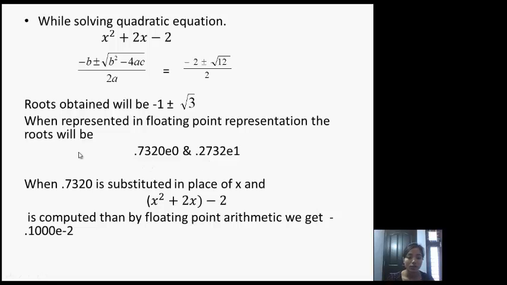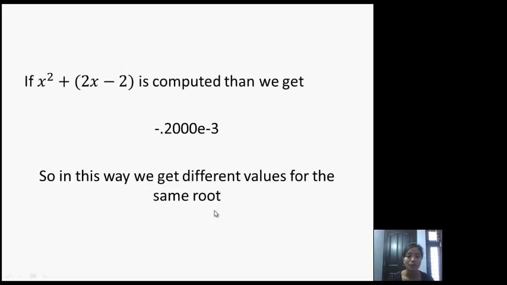Now substituting the value of the first root, that is, 0.7320, in our quadratic equation x^2 + 2x - 2 and computing it one way, our answer will be -1.000 × 10^-2. And when we compute 2x - 2 first, our answer will be -0.2000 × 10^-3. In this way we get different values for the same root.